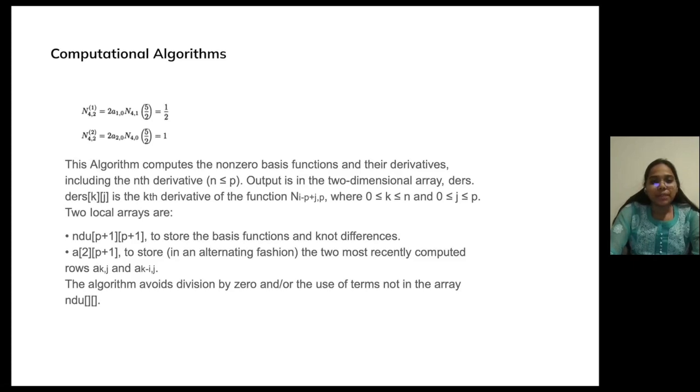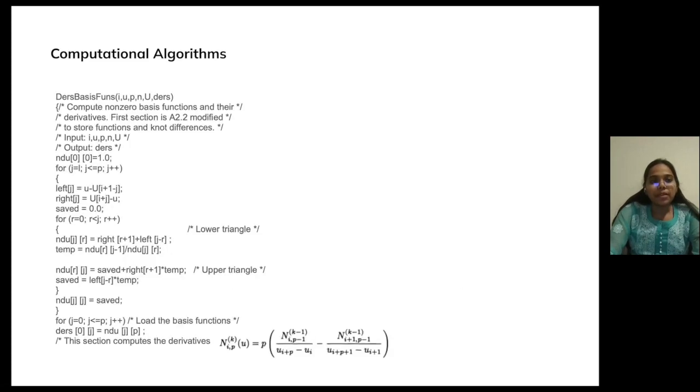Output is in the two-dimensional array, and the kth derivative of the function N_{i-p+j,p} is stored there. The two local arrays are ndu and a, which will store the basis functions and knot differences, and also the two most recently computed rows respectively. This algorithm will avoid division by 0 and also the use of terms not in the array ndu.